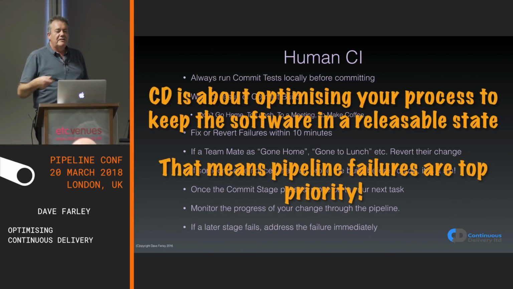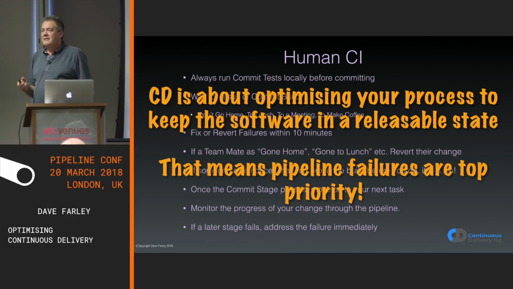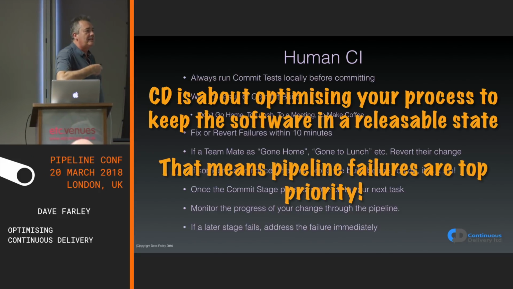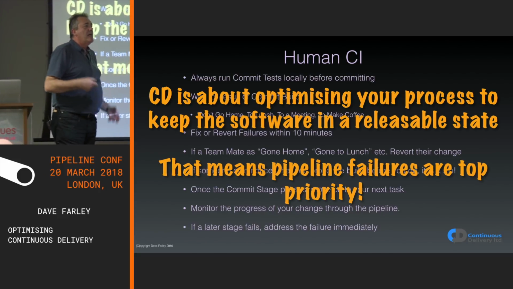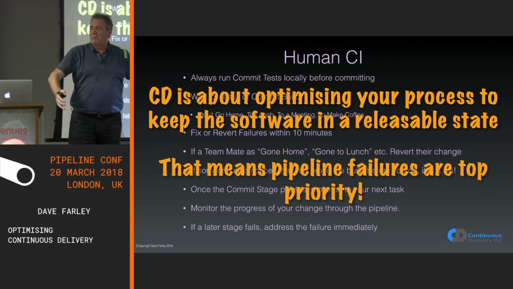Continuous delivery is about optimizing the process to keep the software in a releasable state. That means that pipeline failure is a top priority. So we want the fast feedback. We want to be able to understand the implications of our changes. And when we see a failure, we drop everything, stop the line, fix the problem before we move on.